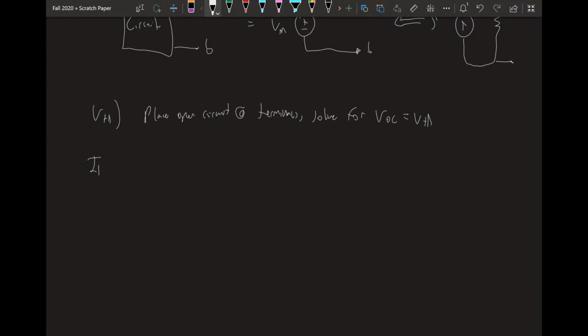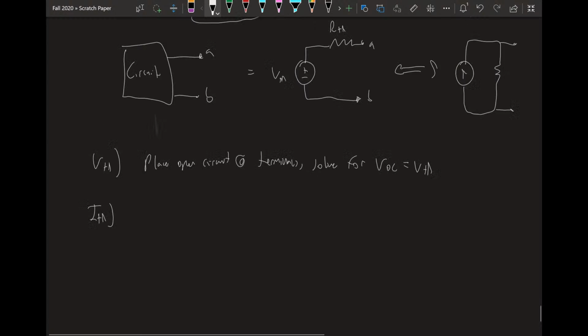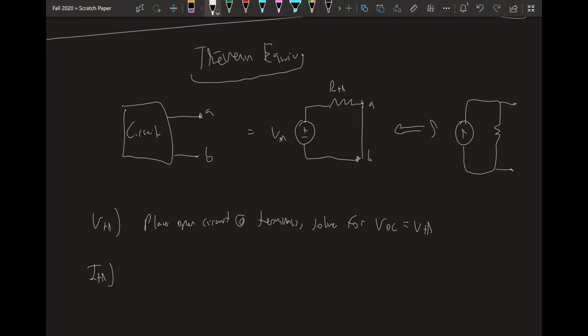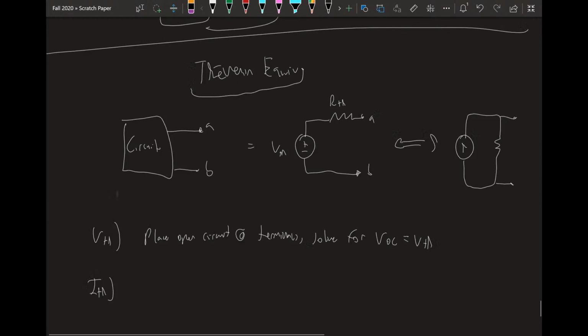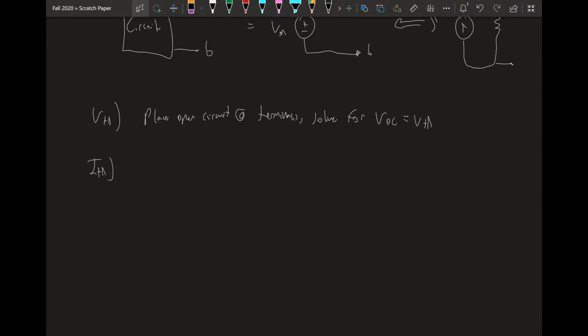For I Thevenin, we're going to do the opposite. We're going to say, all right, what if there was a short circuit here? Then all the current from the Thevenin equivalent would go through that short circuit. And that would mean that that has to be the I Thevenin. So place a short circuit at the terminals and solve for the current through that short circuit, and that is your I Thevenin.